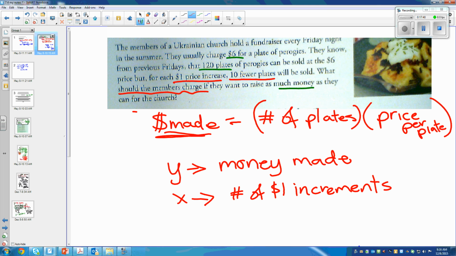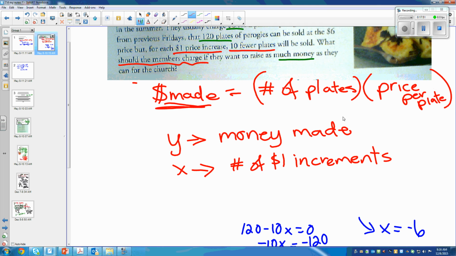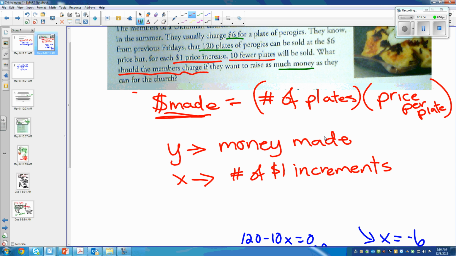So let's start substituting what we know into this equation. So Y is equal to, how do we figure out the number of plates? There's 120 plates sold if they're sold for $6, but we lose 10 for every dollar increment, right? So it's like 120, but if we change the amount, we're going to subtract 10 times what? X, okay? Now, what's the other thing we have to figure out? The price per plate, sorry. It's $6.